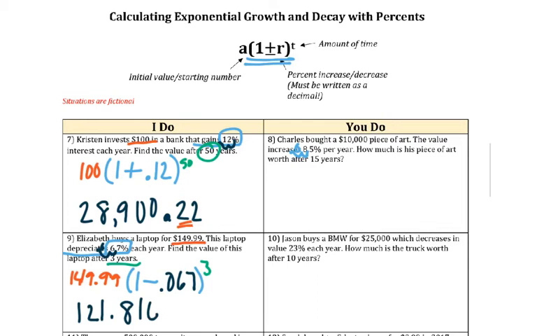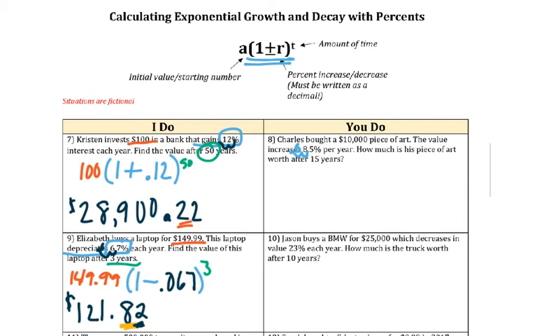Remember, 816. So money has 2 decimal places. The number next to it is bigger than 5, so I'm going to round this last decimal up to a 2. Because that last number was bigger than 5, it rounded my hundredths place, my second decimal, up. So this laptop is now worth $121.82.